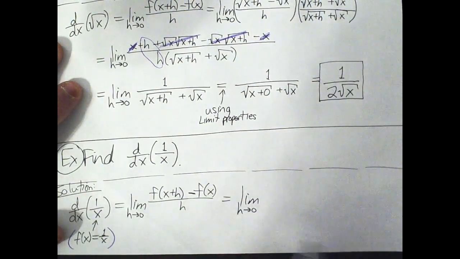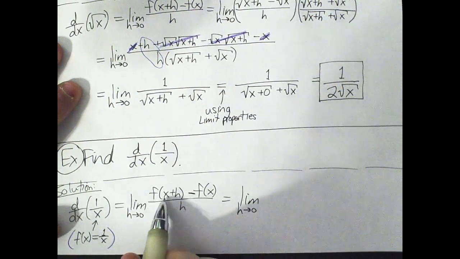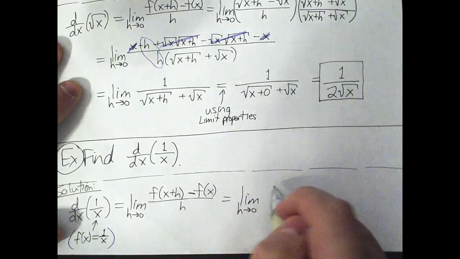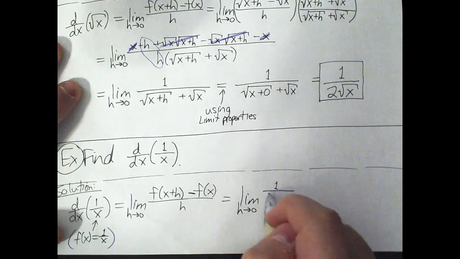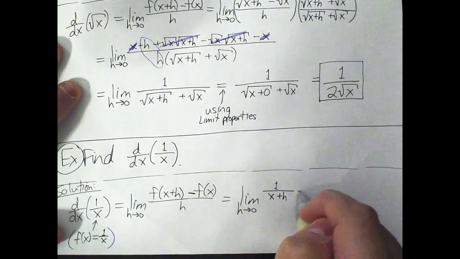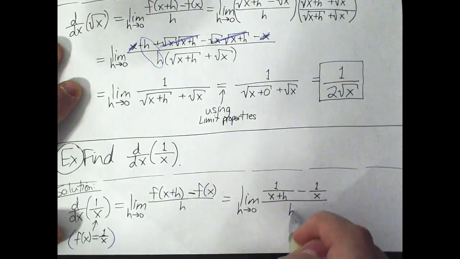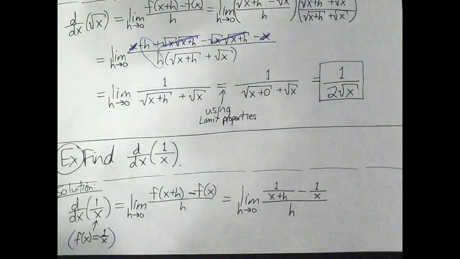Limit as h goes to 0. So f of x plus h is going to be this function, but everywhere that x appears in the function, I'm going to replace it with x plus h. So I get 1 over x plus h minus 1 over x, all of that over h. We've got some simplifying to do.